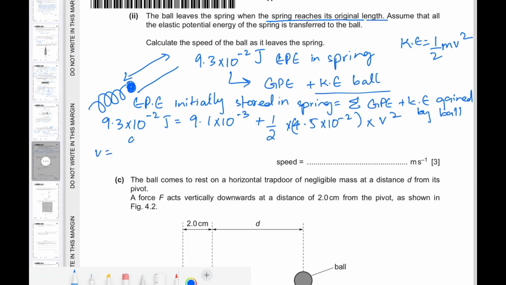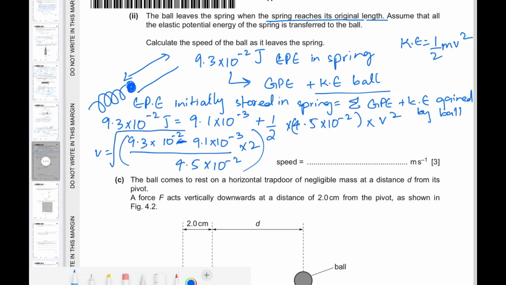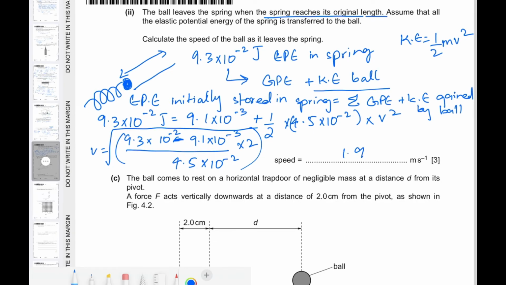This means the speed is equal to 9.3 times 10 raised to negative 2 minus 9.1 times 10 raised to negative 3, multiplied by 2, divided by 4.5 times 10 raised to negative 2, and you take the square root of this fraction to find your final answer, and that will be 1.9 meters per second. Let's just put this in brackets.